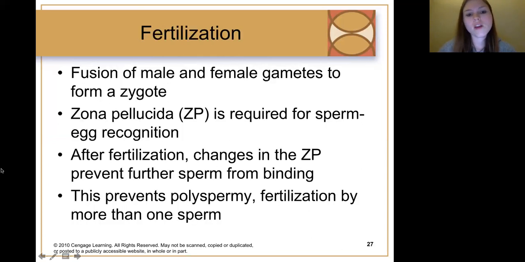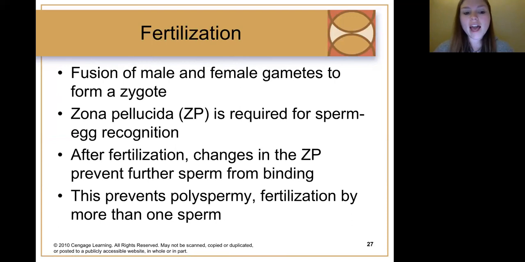So this whole time we've been talking about fertilization, right? Because that's the goal. If you want an animal to produce offspring, fertilization has to happen. So fertilization is just the fusion of male and female gametes, so the sperm and the egg, to form what is called a zygote. So the zona pellucida, which is that membrane that surrounds the egg, is required for sperm-egg recognition. So in order for fertilization to take place, the sperm have to interact with the zona pellucida.